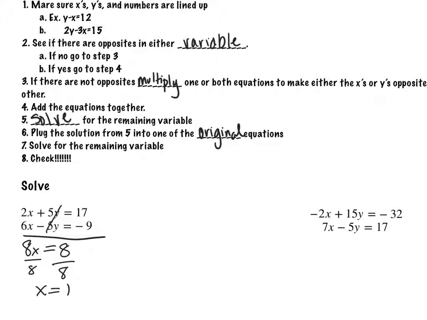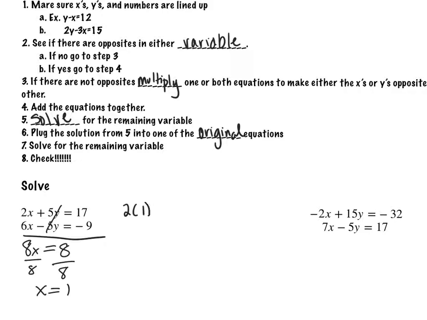So I go back to one of my original equations. Which one do you think would be better to use to find y? The first one. Why the first one? Because it's all positives. If you can avoid any negative numbers, do it. So I'm going to use the first one just because it's all positive.